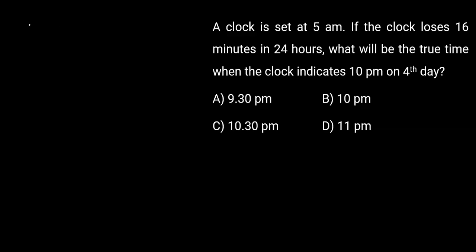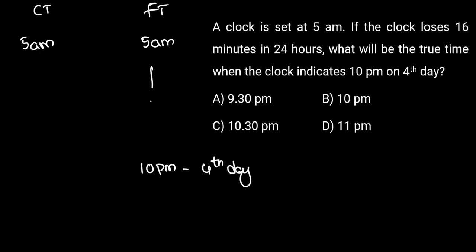Both were set right at 5 a.m. So this is 5 a.m., this is also 5 a.m. Cool. This question we can do with a shortcut method later. First understand the procedure. Both 5 a.m. Next, fall time is 10 p.m. on the 4th day. Sir, please let me know how much time from there to here.